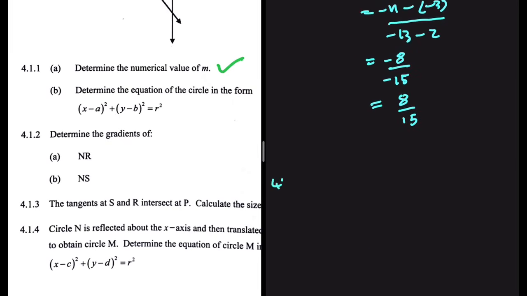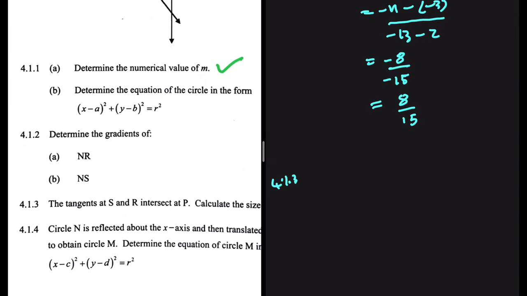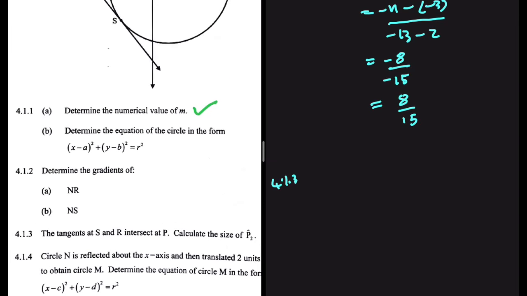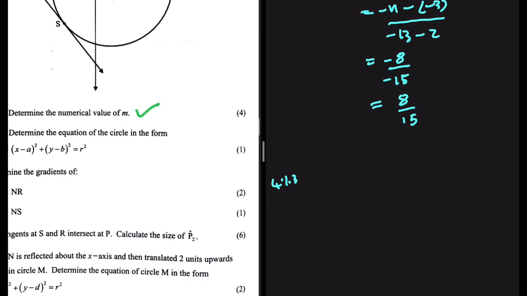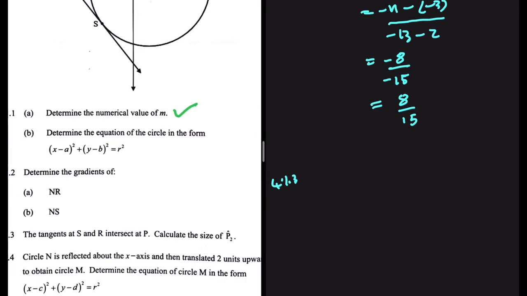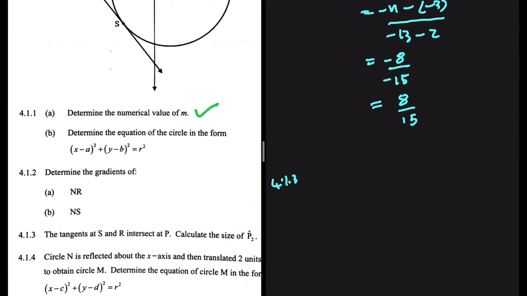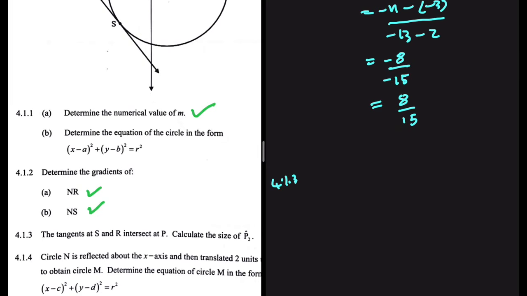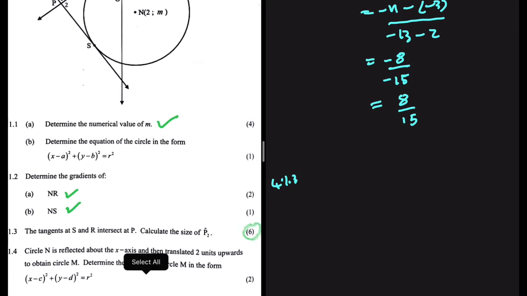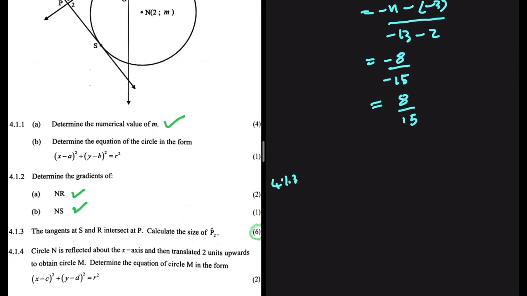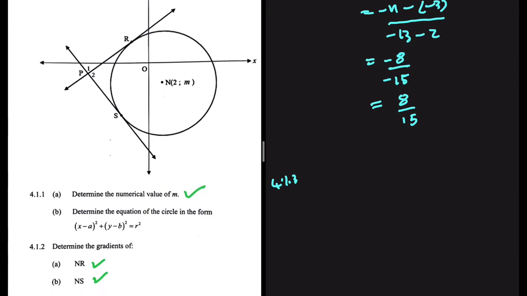The question that follows, 4.1.3. The tangents at S and R intersect at P. Calculate the size of P2. 6 marks. So maybe we're calculating the gradients of NR and NS so that we can answer 4.1.3. Because without us calculating the gradients of NR and NS previously, 4.1.3 probably has 9 or 10 marks. So it makes sense that we had to calculate the gradients of NR and NS so that we can use them to then find the size of angle P2. Let's see how we can actually do that.